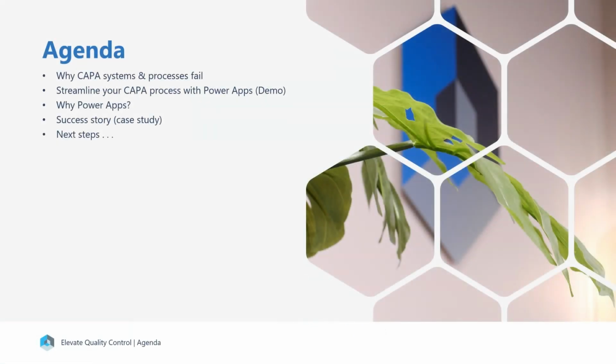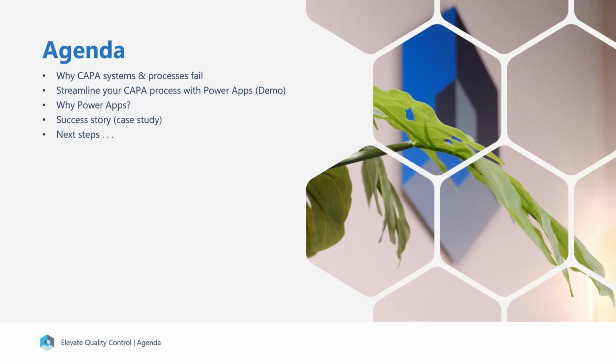Excellent. So, looking at the agenda for today's webinar, we're essentially looking at why corrective action and preventive action systems typically fail within organizations. We're looking at ways we can actually streamline that process within the Power Platform. We're going to do a little bit of a live demonstration during that time as well, so you can see something in action. We're going to talk about why using Power Apps is actually beneficial for an organization and show you a success story and a case study of a previous client, one of many that we've delivered a quality management solution to. Right at the end, we'll talk to you about how you can get in touch and your next steps if you're interested in taking this forward.